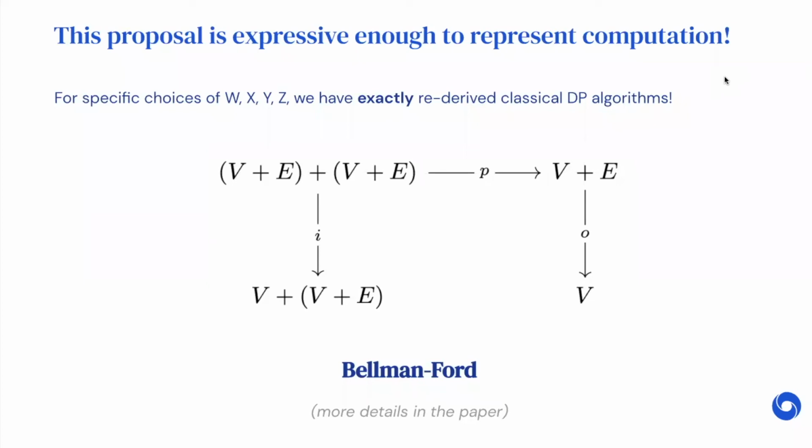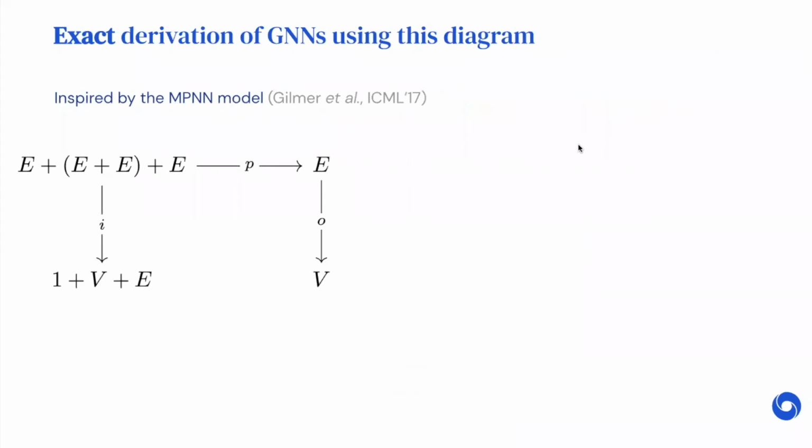Here, V is the set of nodes in a graph, E is the set of edges in a graph. Okay, but now we can also do the same kind of exercise with GNNs. Here is a typical message passing neural network expressed using this diagram. Our input space is the space of 1 plus V plus E, right? Graph features, which is the unit set, plus node features, plus edge features, right?